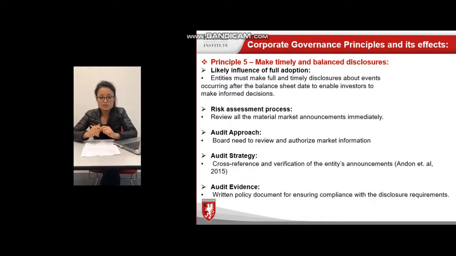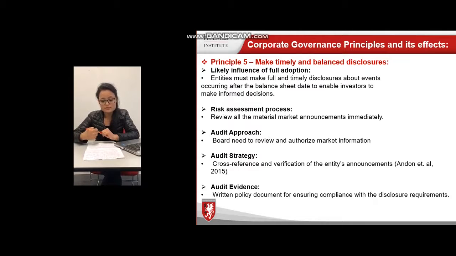In the audit approach, directors' roles and responsibilities in the entity's process should be reviewed, whereas market information needs to be verified. The audit strategy is to cross-reference and verify the entity's announcements with media and ASX platform to check whether the information circulated matches or not. In terms of evidence, a written policy document serves as audit evidence to ensure that the disclosures made are as per the rules or not.